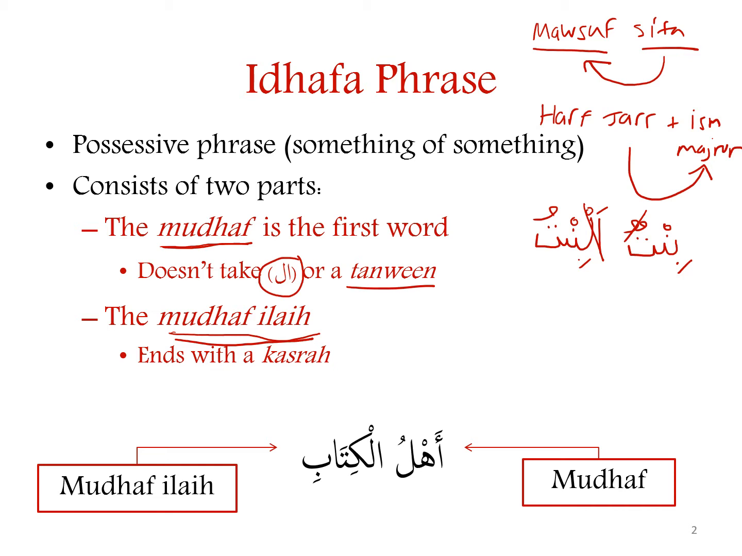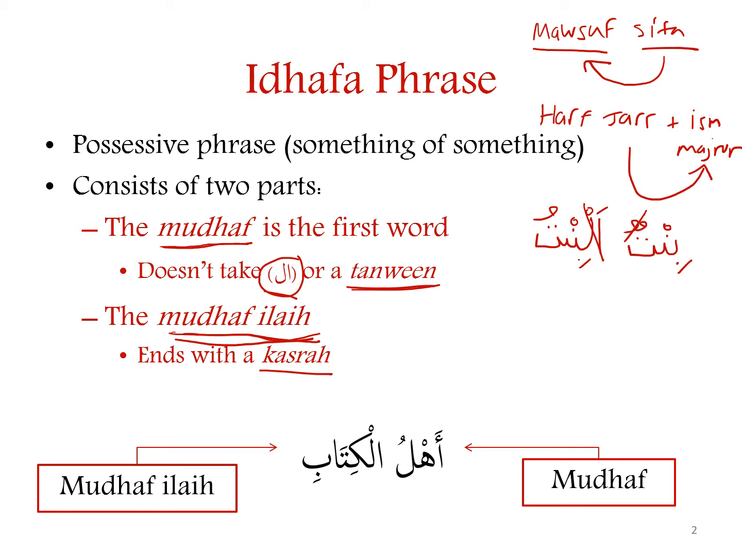So the first step to recognizing an idhafa phrase is to see that there is a word without an alif lam or a tanween, because that's not something you would normally see. And then that's followed by the second word, the mudaf ilayh, that ends with a kasra, particularly with the singular nouns.